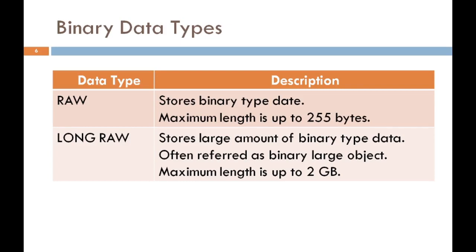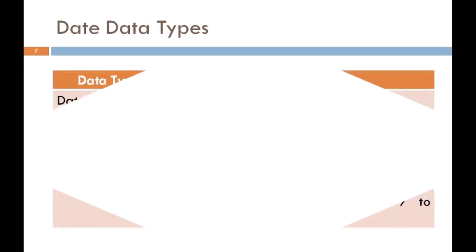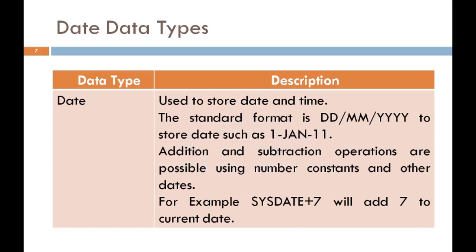So this is the binary data type which is used when we want to store word files, text files or images, etc. Now, the next data type is the date data type. Date data type is a special data type in SQL which is used for representing a date, like date of birth and date of joining. The default format of this data type is DDMMYY, that means date, month and year.